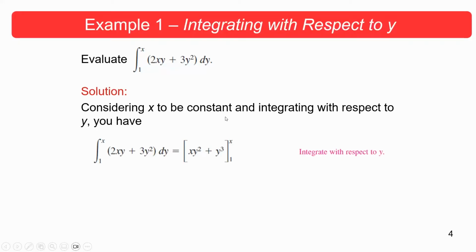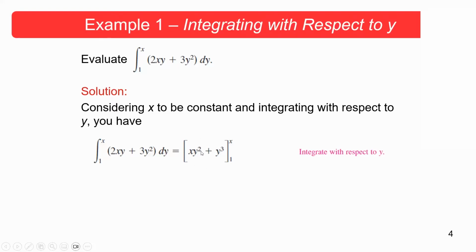Considering x to be constant and integrating with respect to y, you have this one. The x and the 2 should be constant, so what we will integrate now is simply y. This one would be y squared over 2. But since it has 2 in front, it cancels. It becomes xy squared. Here, 3, let's move it out. It becomes y cubed over 3. But since there's 3 in front, it's just y cubed. So this is the integral.